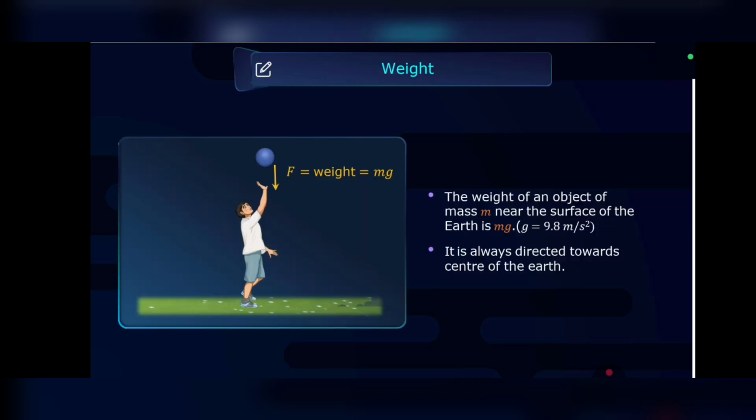Now the next force is the weight. The weight of an object of mass m near the surface of the earth is equal to mg, where g is the acceleration due to gravity and its value is 9.8 meter per second square. It is always directed towards the center of the earth.